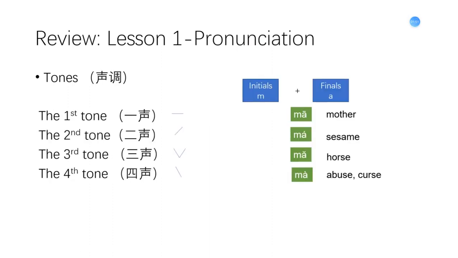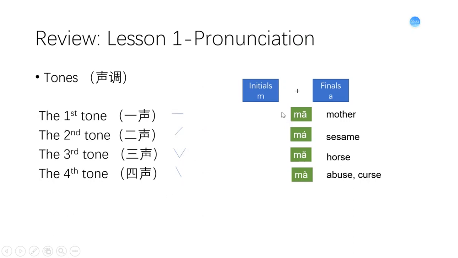And then we learned tones about Chinese, right? In last lesson, we learned that the tones are one of the features of the Chinese language, right? And there are in total 4 tones in the Chinese language. And here we got the first tone, 一声, the second tone, 二声, the third tone, 三声, and the fourth tone, 四声. And each tone got a tone mark, written like this.